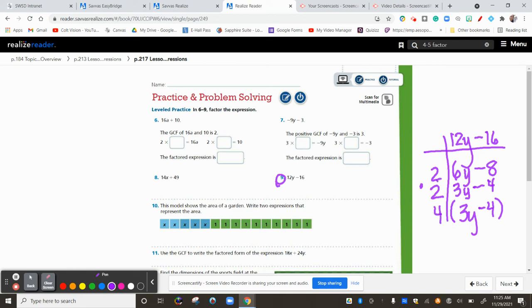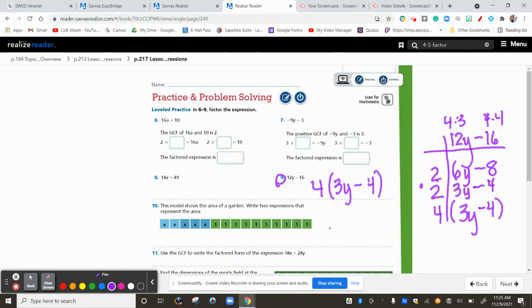So now if I go back and I think, well, wow, 4 times 3 would have been 12. And 4 times 4 is 16. So 4 is their common factor. So now I've factored it with the GCF. The GCF here would be 4. That's the greatest common factor.